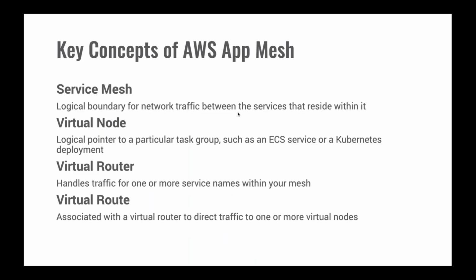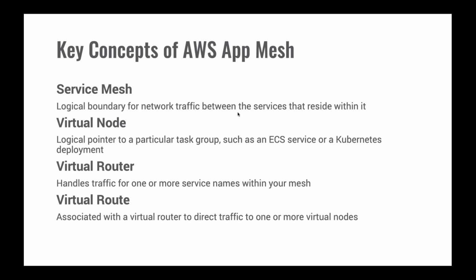A service mesh is essentially a logical boundary for network traffic between a variety of services. For example, if you have deployed 4 services and all the 4 services will talk to each other in a mesh topology, then you define a mesh, which is going to be the logical boundary for all the 4 services talking to each other. And it becomes like a dotted line within which the services will reside.